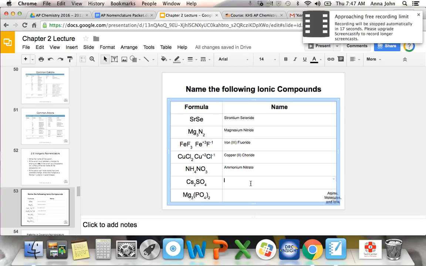I'm going to go quick. I'm running out of time. So Cs is cesium. Element, just write the name, and then SO4 you're going to find is sulfate. Okay, next one, magnesium, and then PO4 is phosphate. Go ahead and finish up the packet now.